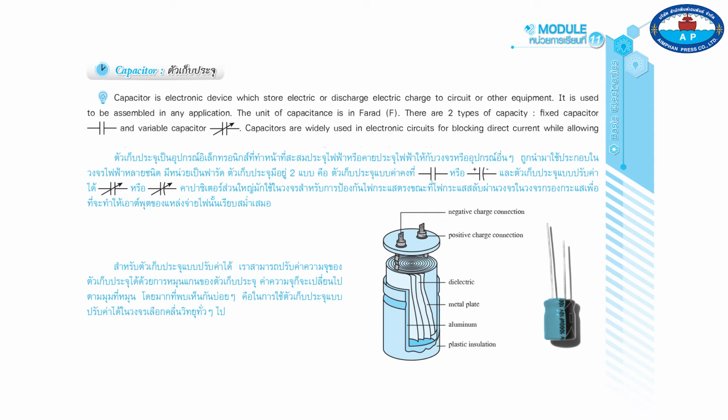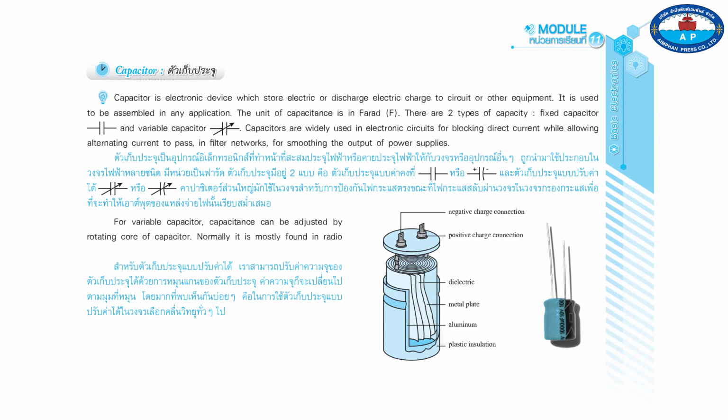Capacitors are widely used in electronic circuits for blocking direct current while allowing alternating current to pass, in filter networks, and for smoothing the output of power supplies. For a variable capacitor, the capacitance can be adjusted by rotating the core of the capacitor. Normally, it is mostly found in radio-tuned circuits.